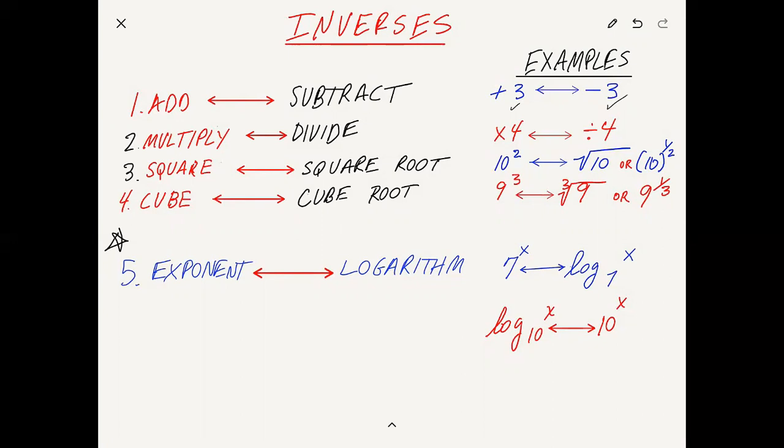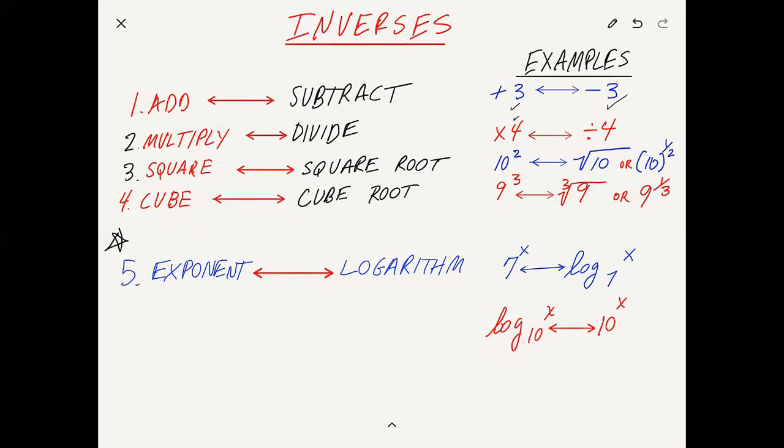The second level is multiplication and division, which are inverses of each other. I have an example here: the inverse of multiplying by 4 is dividing by 4, and the inverse of dividing by 4 is multiplying by 4. I'm sure most of you know that, very simple.